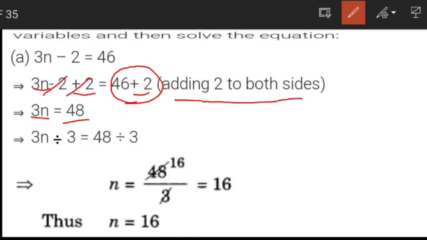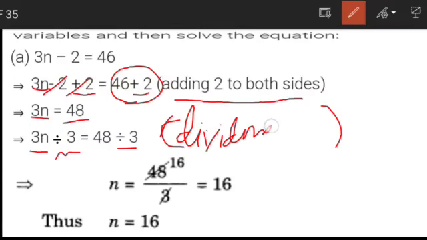Now after addition and subtraction, the next turn is DM, that is division, multiplication. So as you can see, 3n is in multiplication form. So what opposite are we going to do? We are going to divide by 3 on both the sides. So here a bracket comes and says dividing 3 both the sides, like that.